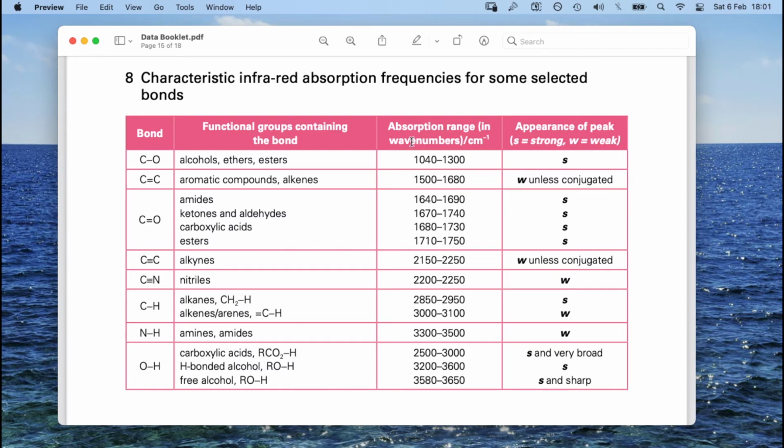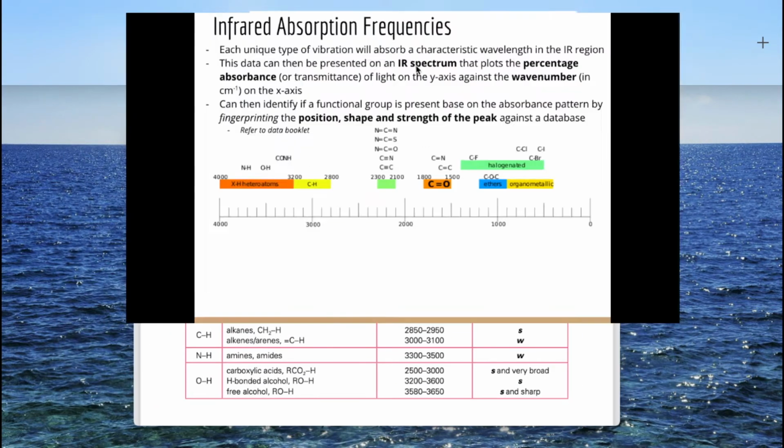So we can see where the peak is appearing, as in whereabouts on the x-axis, and then we can also get information about the character of the peak. If it's a strong peak, if it's a weak peak, if it's broad, if it's sharp. So this all gives us information that we can use to conclude what functional group is present.